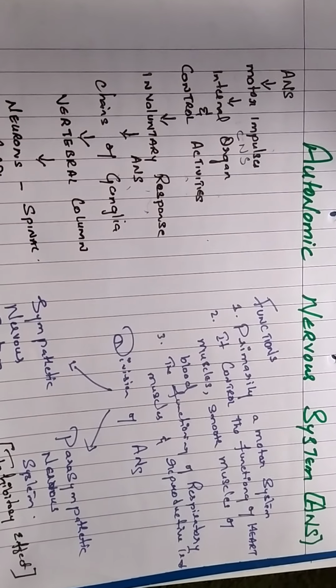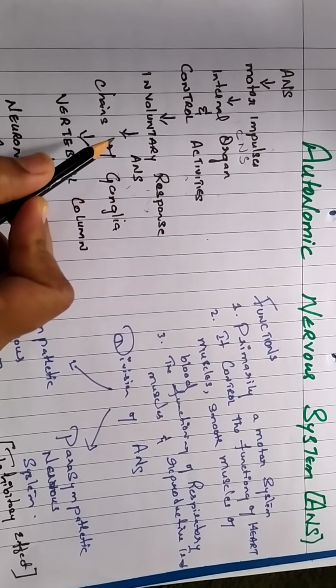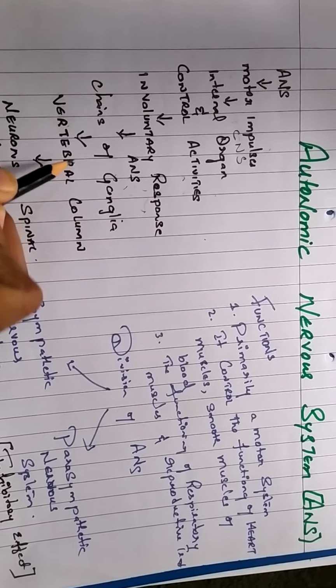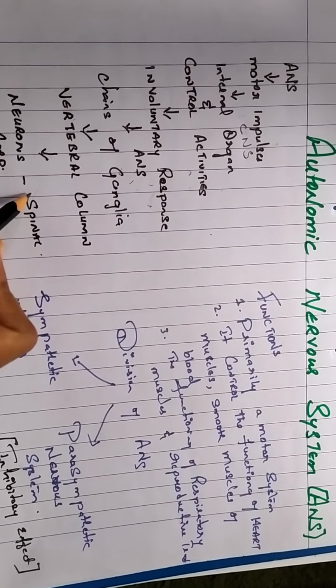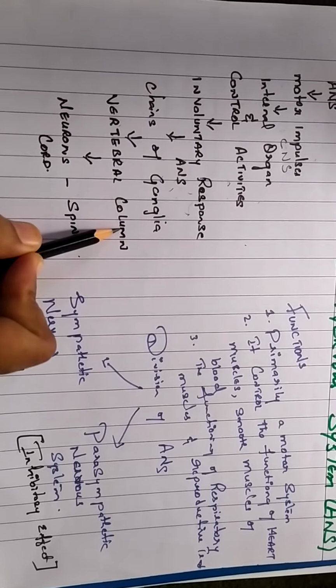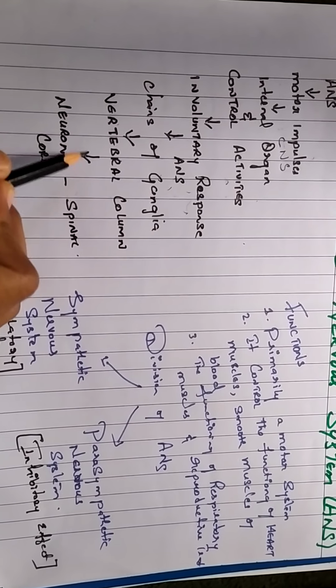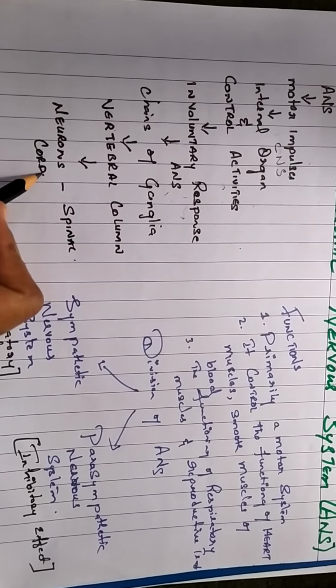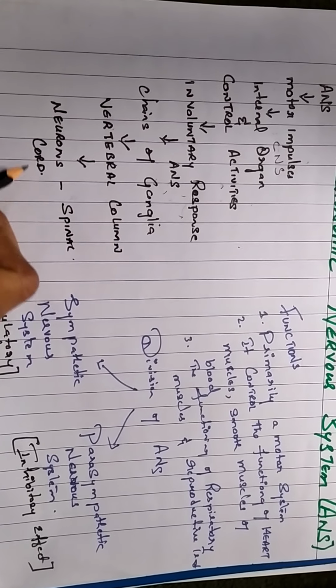And this autonomic nervous system is comprised of a chain of ganglia which lie on either side of the vertebral column, close to either side of the spinal cord. They are connected with some neurons in the spinal cord.